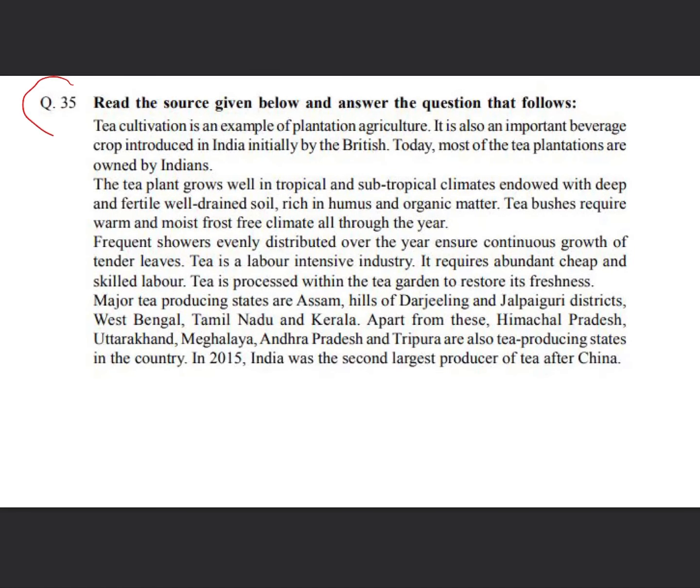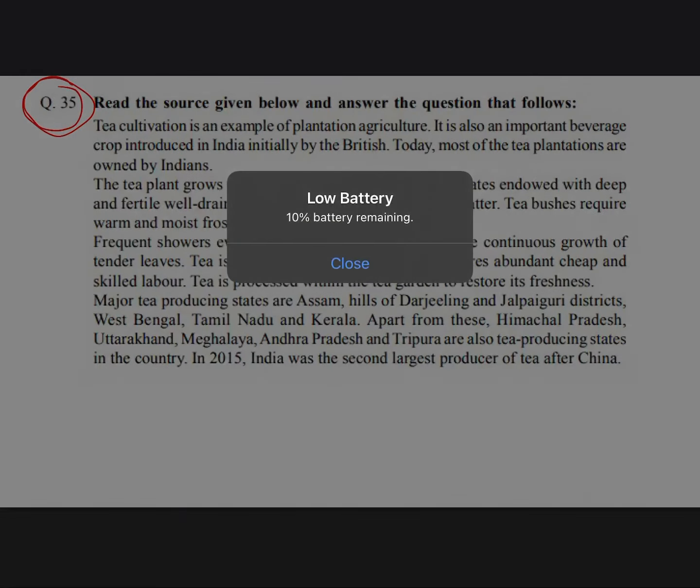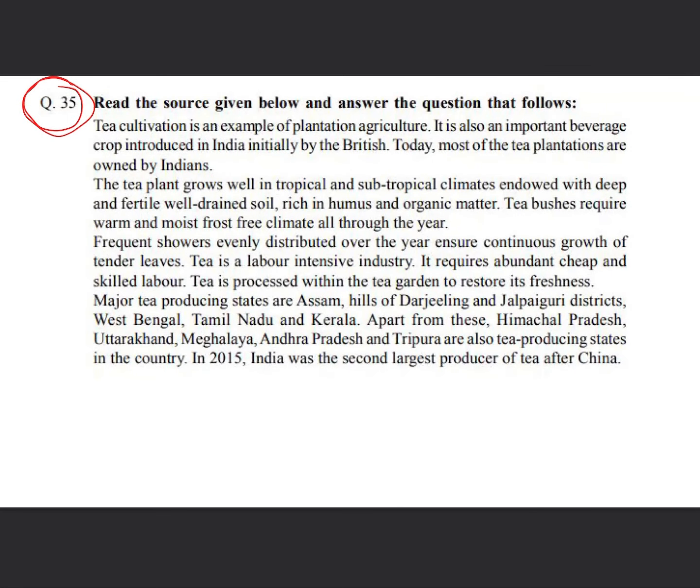Next question. Question number 35. Read the source given below and answer the question that follows. Tea cultivation is an example of plantation agriculture. It is also an important beverage crop introduced in India initially by British. Today, most of the tea plantations are owned by Indians.